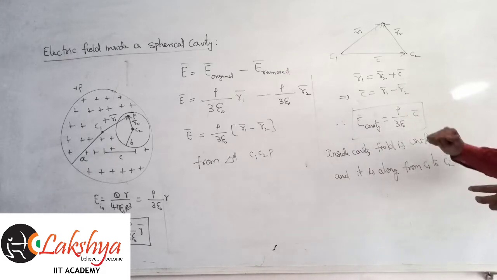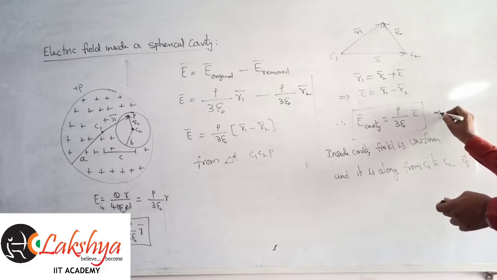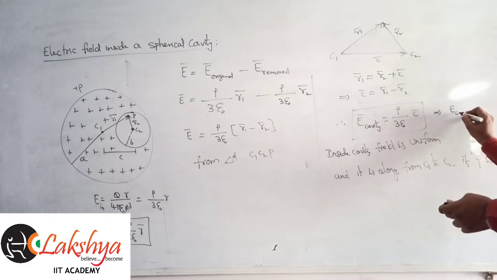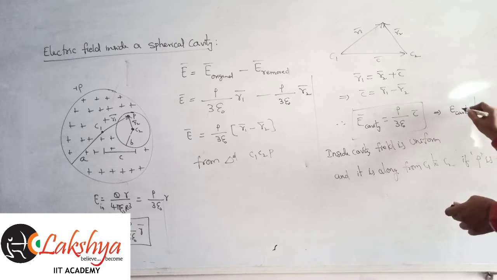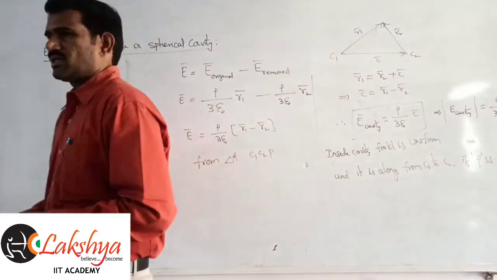That means its magnitude we can write as the electric field magnitude inside the cavity. I can write this magnitude as rho by 3 epsilon naught into C. Just we write C as the distance between those two points here. So it is the electric field inside this cavity.